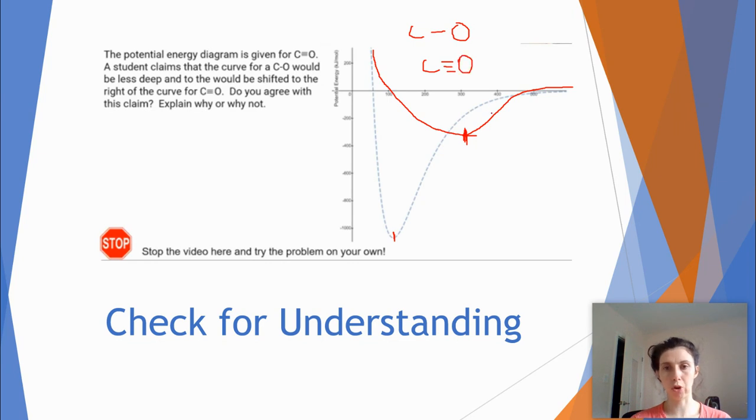So this is true. I would agree with the student because a triple bond is a stronger attraction, meaning the atoms are closer together, and it takes more energy to break that bond than a single bond.